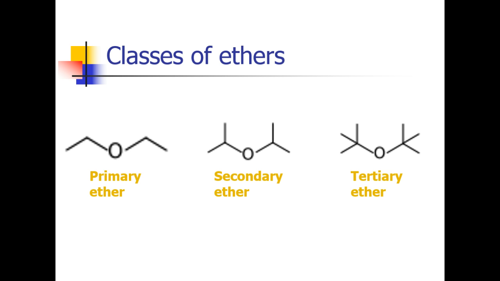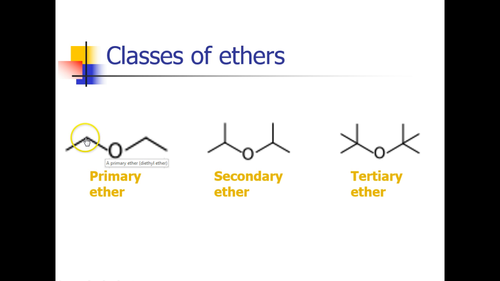We went over alcohols and the different classes of alcohols: primary, secondary, tertiary. We're going to do the same thing for ethers. If you look at the carbon that is connected to the oxygen, and usually we look at the longest chain, we'll show you some examples of those types of ethers. But in all three of these cases they're the same on both sides, so you could really just pick a side.